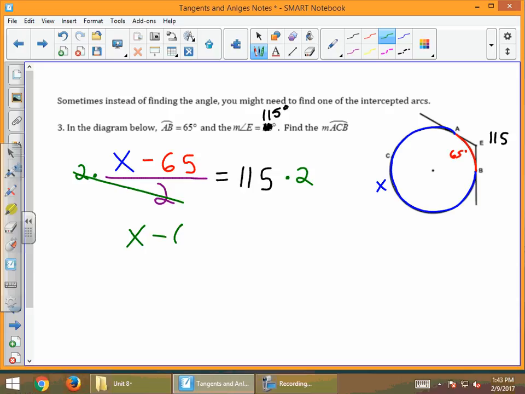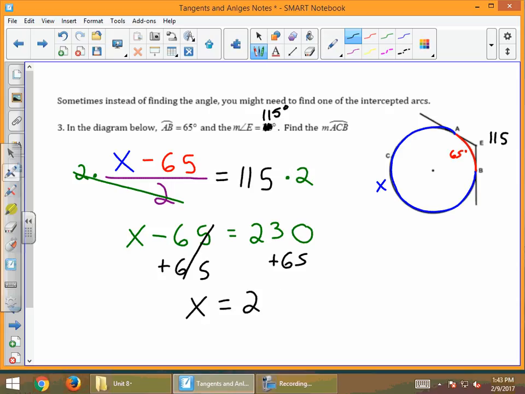So X minus 65 is equal to 115 times 2, which is 230. Now we got a baby there. One last step. What do you want to do? Add 65. Here you go. X equals 295 degrees. And there's our answer.